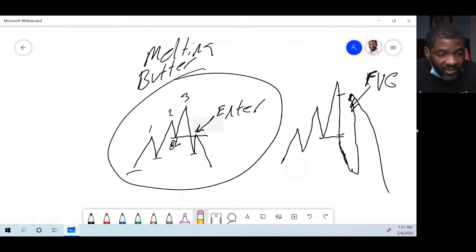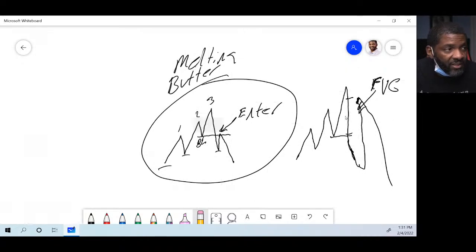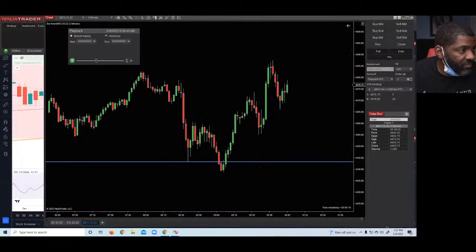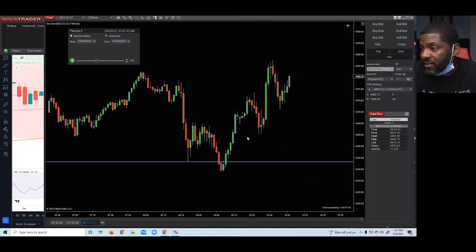Okay, let me see here. Let's jump over here, and I'm going to speed it up a little bit, if I can get my doggone thing off the Wacom tablet, to get to where we break this low.